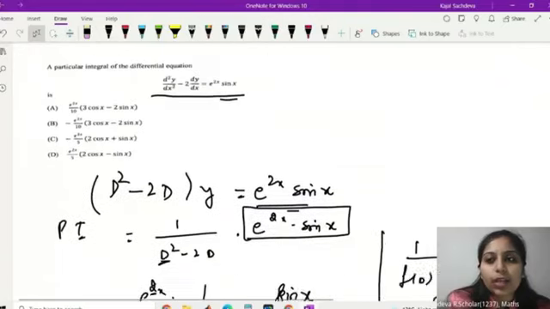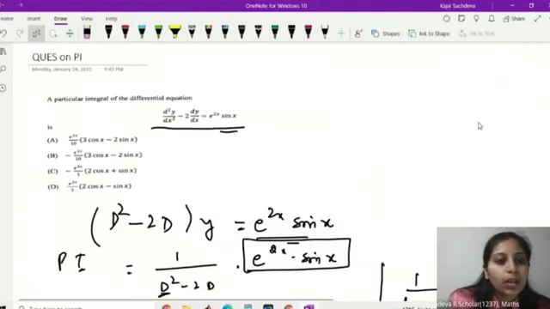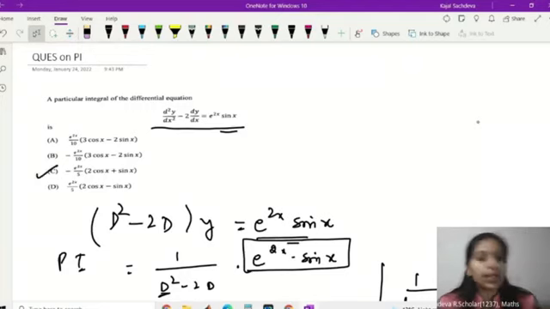Let's match with our answers. Minus e raised to power 2x upon 5, 2 cos x plus sin x. So C is the correct answer in this case.